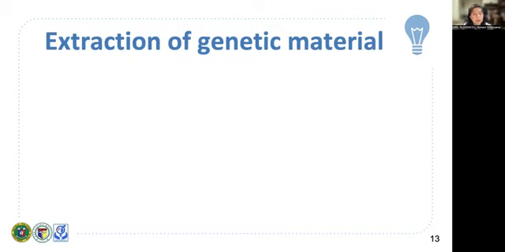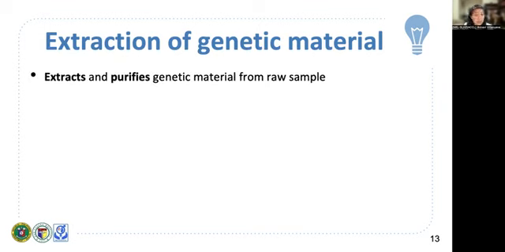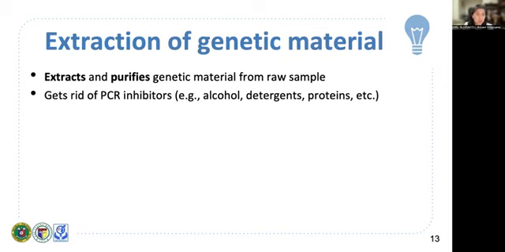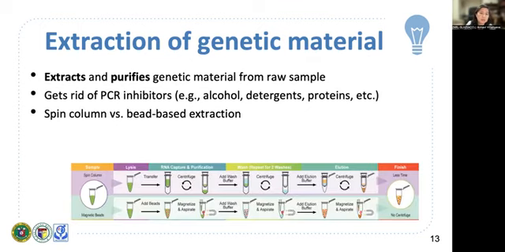And for you to be able to get your DNA template, it's important to first do extraction of your genetic material. So in extraction, what happens is that you extract and purify the genetic material from your raw sample. And in the process, you get rid of your PCR inhibitors such as your alcohol, your detergents, your proteins, and others. And the most commonly used protocols for extraction of genetic material are your spin column and your bead-based extraction methods.